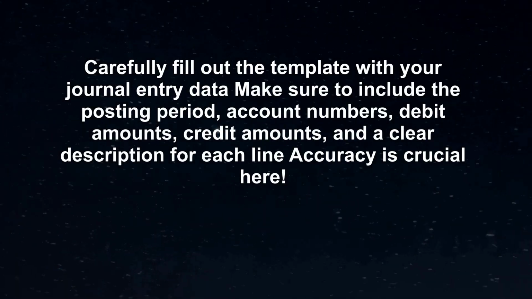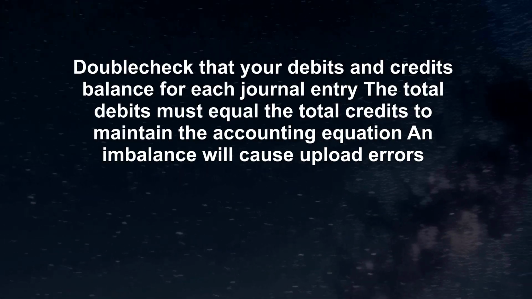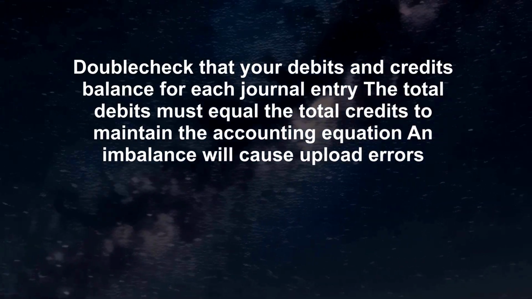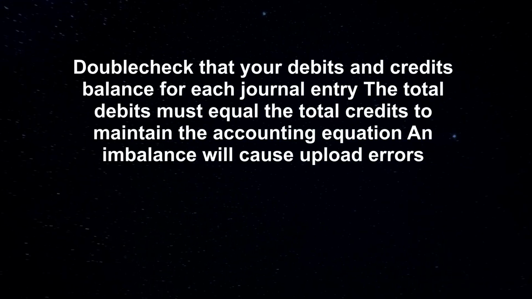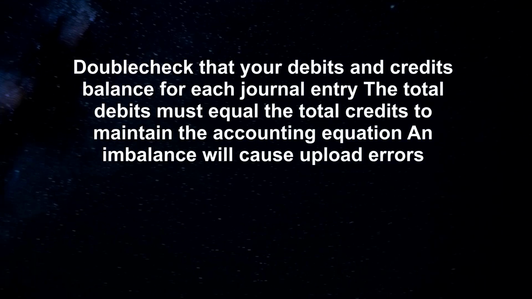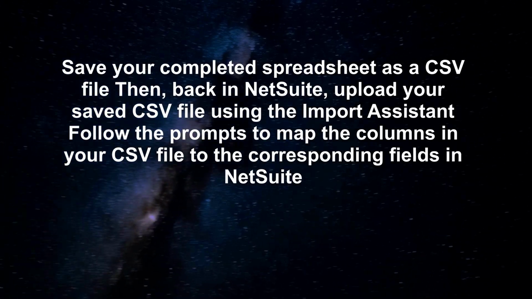Accuracy is crucial here. Double-check that your debits and credits balance. For each journal entry, the total debits must equal the total credits to maintain the accounting equation. An imbalance will cause upload errors. Save your completed spreadsheet as a CSV file.